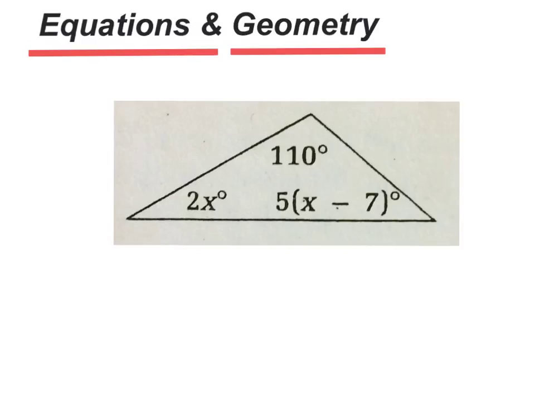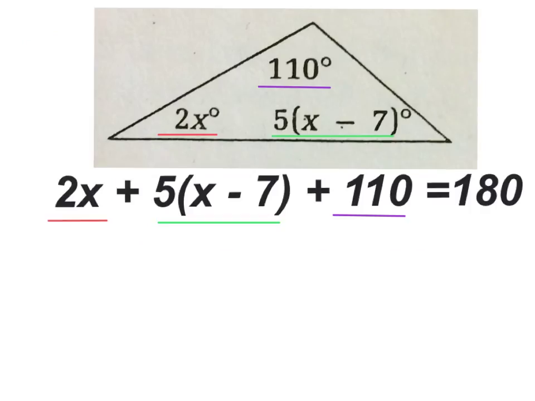The other thing that I know is that one of the angles is 110 degrees, but two of the angles are algebraic expressions, 2x here and 5 times the quantity x minus 7 here. The first thing I need to do is set up. So I take all three angles and I add them together. So now 2x plus 5 times the quantity x minus 7 plus 110 have to add up to be 180 degrees.